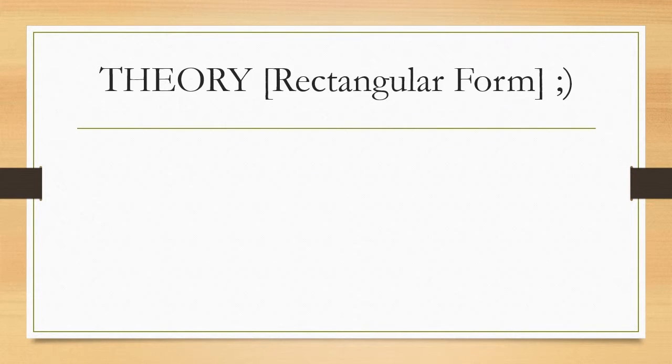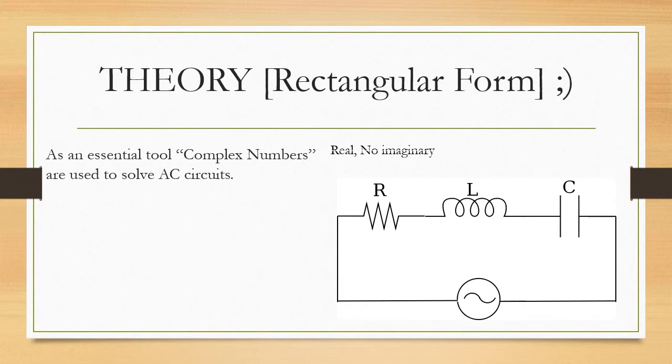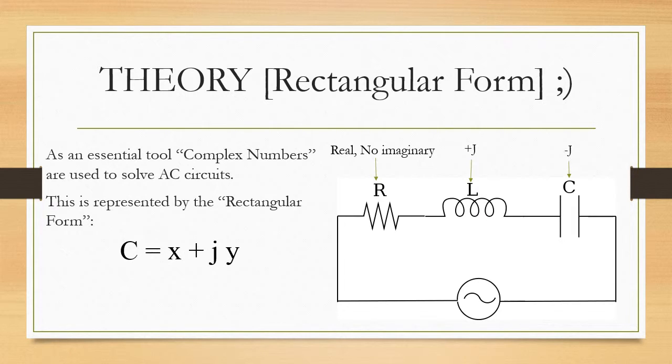Next is the rectangular form. Complex numbers are used to solve AC circuits. Let's say we have an AC circuit. A resistor has a non-imaginary effect on the circuit, but something like an inductor or a capacitor has an imaginary effect. Thus, the rectangular form is complex, given by x plus imaginary j times y.